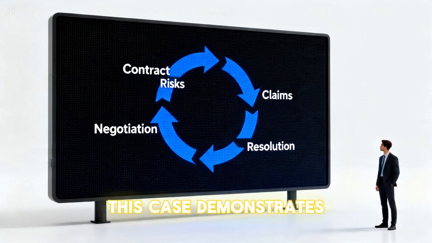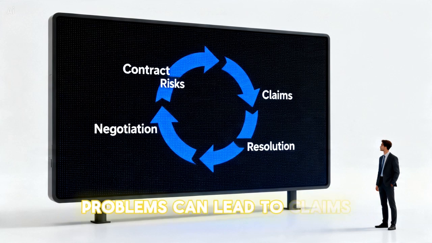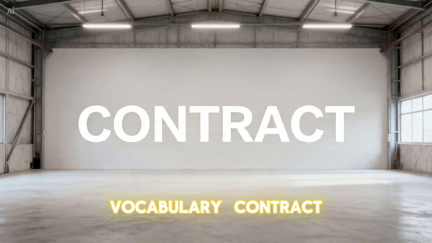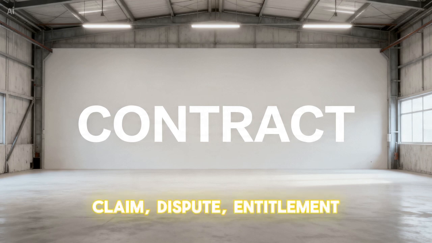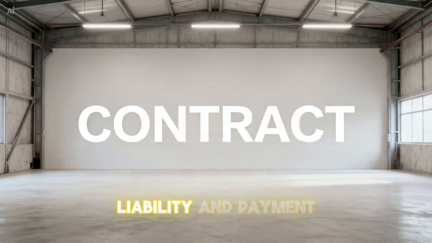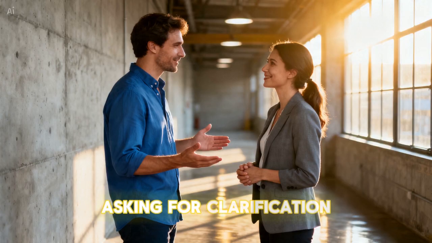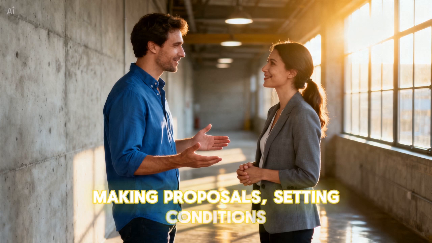This case demonstrates the complete process. A contract creates obligations. Risks can create problems. Problems can lead to claims. Let's review some of the most important vocabulary: contract, scope, risk, claim, dispute, entitlement, change order, variation, liability, and payment. And remember the language you've developed: asking for clarification, disagreeing diplomatically, making proposals, setting conditions.